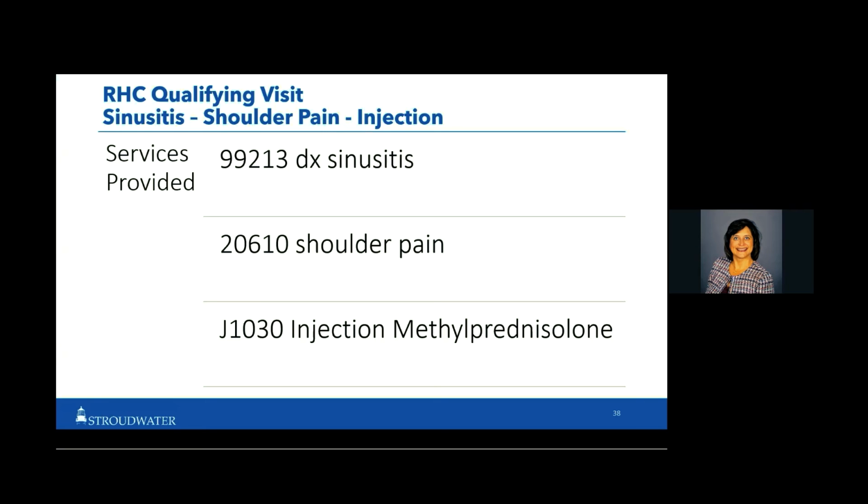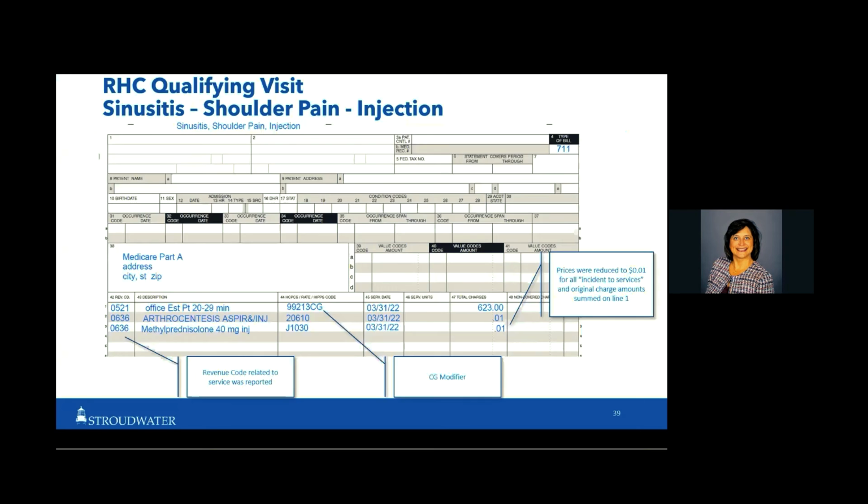And so these are some CPT codes that would be provided. So you've got the 99213 where you diagnosed the sinusitis, you had the shoulder pain, and then there was an injection of the methylprednisone. When looking at this, you can see that this is an example of the UB form that goes out for the qualifying visit, where you have the revenue code that was related to the services reported. So you can see it's 636 for the medications and the 521 for the office visit.